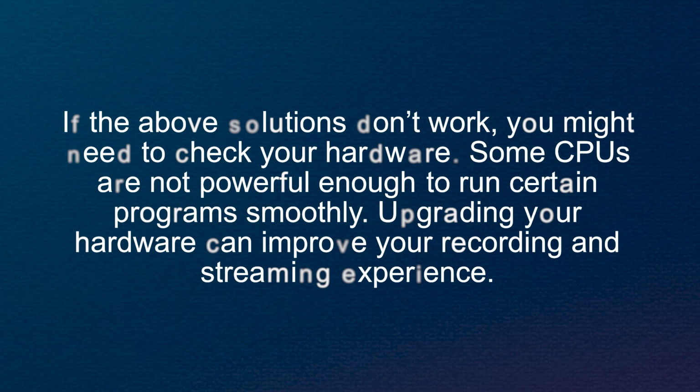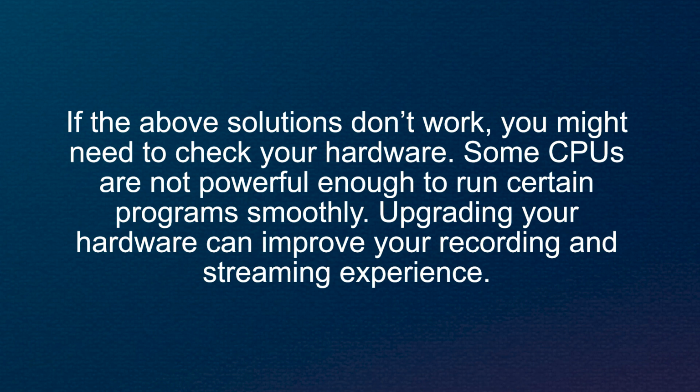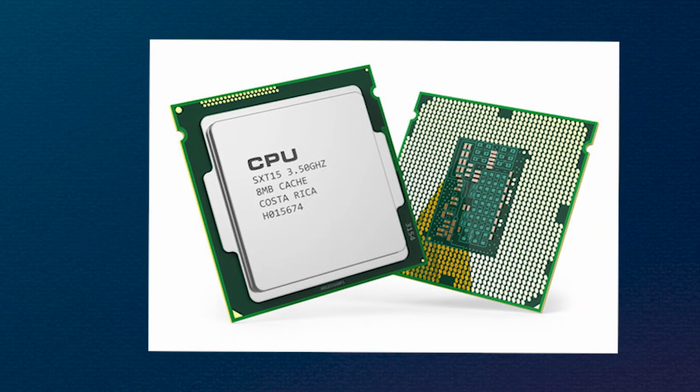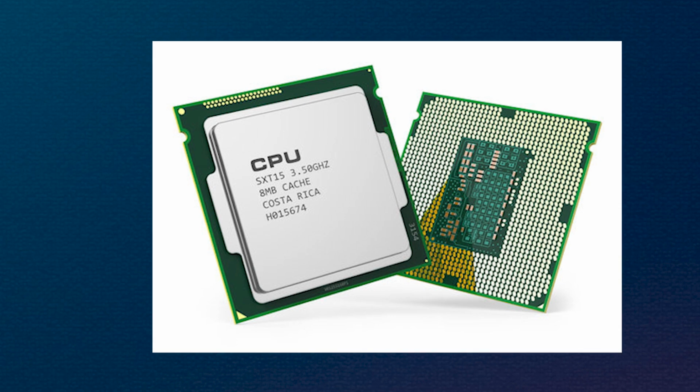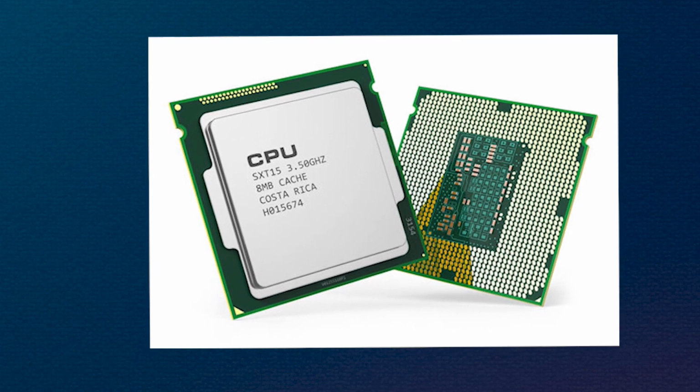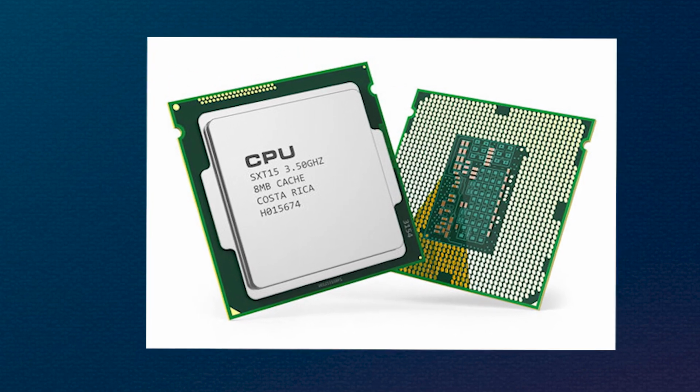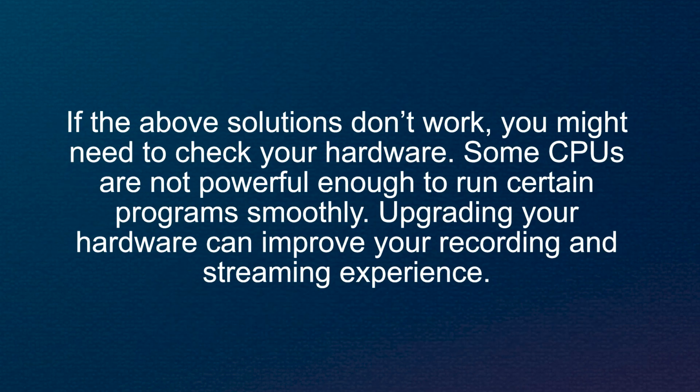If the above solutions don't work, you might need to check your hardware. Some CPUs are not powerful enough to run certain programs smoothly. Upgrading your hardware can improve your recording and streaming experience. After watching this video, you should be able to tackle the OBS encoding overload issue.